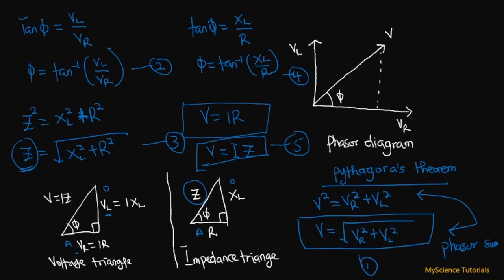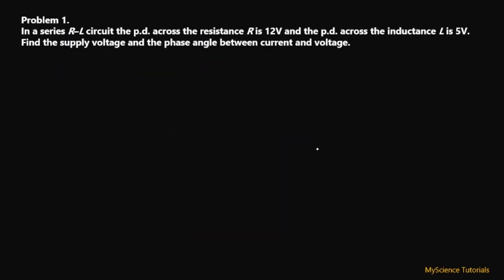All right, so now that we've covered the basics, let's look at some practical examples or some problems and see how we apply these formulas to solve questions. So problem number 1: in a series RL circuit, the potential difference across the resistor R is 12 volts and the potential difference across the inductor L is 5 volts. We are to find the supply voltage and the phase angle between the current and the voltage. So this is pretty easy.